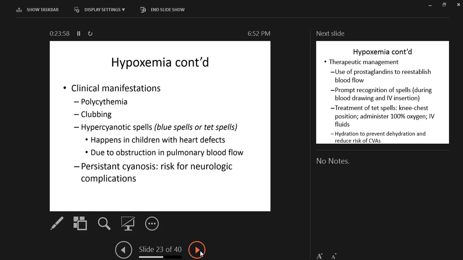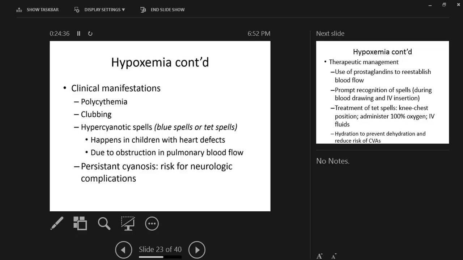Another thing about hypoxemia, some of the other clinical manifestations are polycythemia, clubbing of the fingers, and hypercyanotic spells, sometimes called blue spells or tet spells, and these can happen really quickly. Kids that have these typically have a loud murmur from birth to age 1, difficulty with feeds and failure to gain weight, and they may not be meeting those developmental milestones that we talked about. They have a lot of dyspnea on exertion, and may have clubbing of their fingers and toes.